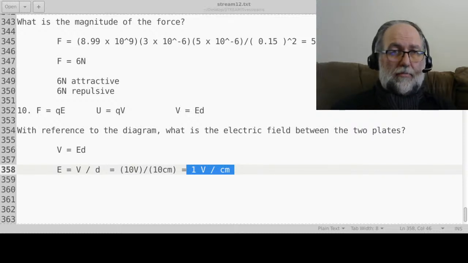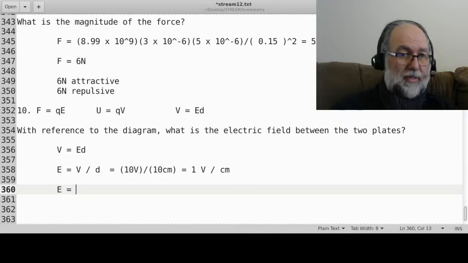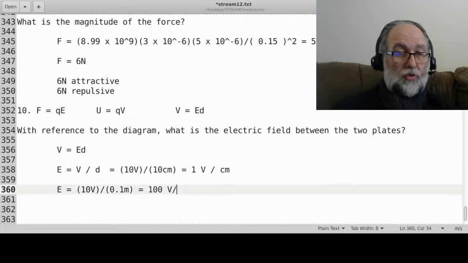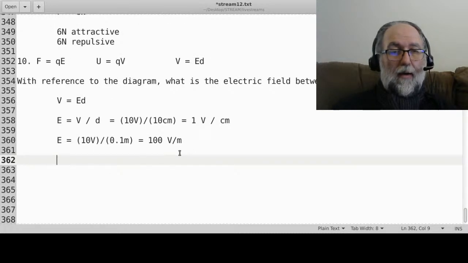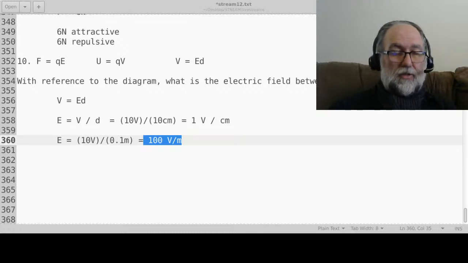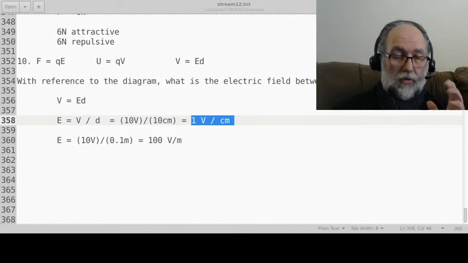Now in MKS, because probably on the test I'd want the answer in MKS. Well, I made the numbers easy on purpose here, just so it would really help your intuition. 1 centimeter is 0.01 meters, and that would be 100 volts per meter. That's the same, 100 volts per meter. But we don't even have a meter's worth of distance in there. It's only like 10 centimeters. So even though this isn't MKS, that might be a more intuitive way of thinking about it. Okay, great.